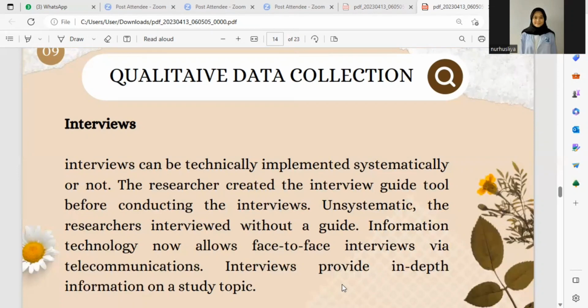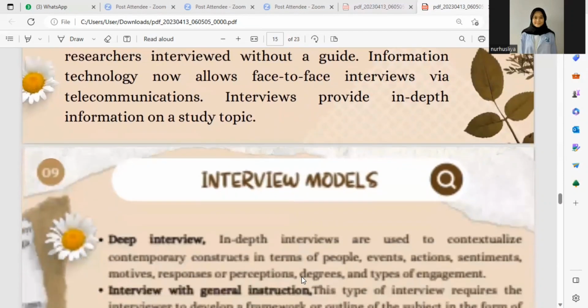Interviews can be technically implemented systematically or not. The researcher creates the interview guide tool before conducting the interviews. Unsystematic, the researchers interview without a guide. Information technology now allows face-to-face interviews via telecommunications. Interviews provide in-depth information on a study topic.